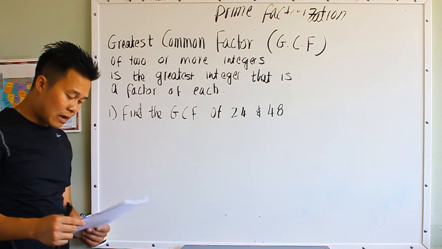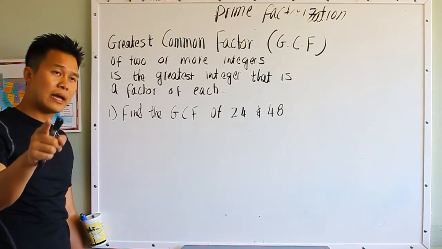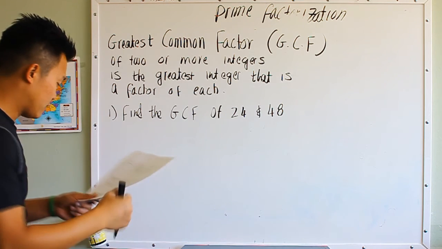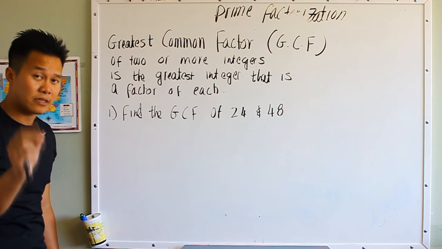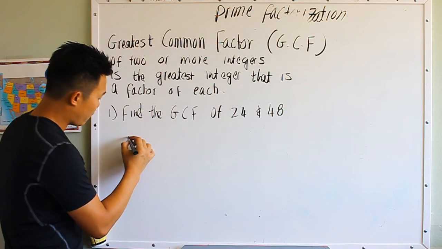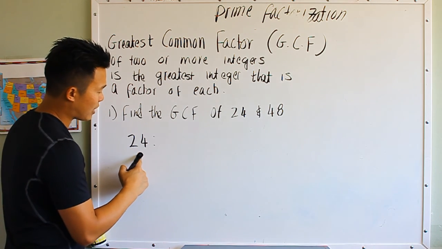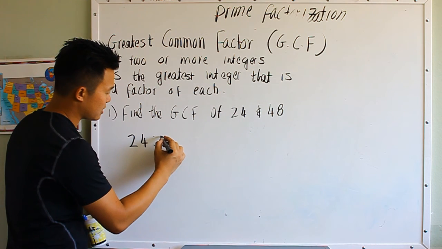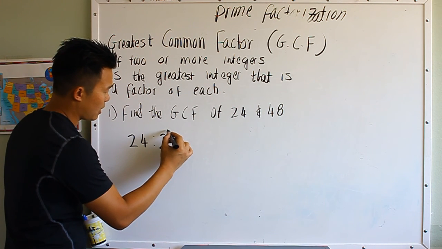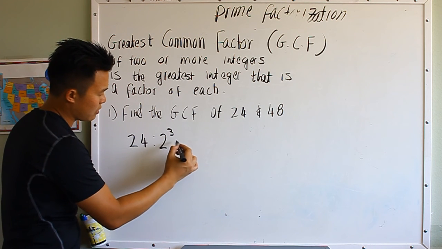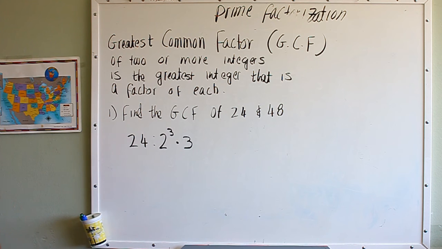Alright? Now, we know the answer is 24. Let me show you the technique on how we find that number. The first thing we do is we take the numbers 24 and 48 and we prime factor each number. So 24, if you prime factor 24, you get 24 is 2 times 12, 12 is 2 times 6. So the prime factorization of 24 is going to be 2 to the 3rd times 3.